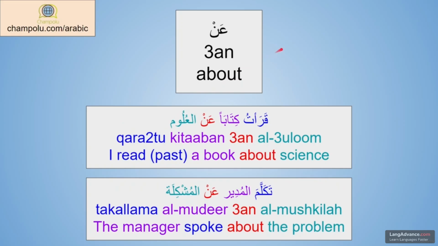And then for the preposition عن, which means about, we can find it in an example like this. So I read a book about science. So it's قرأت كتابا عن العلوم. And then we can say something like, the manager spoke about the problem. تكلم المدير عن المشكلة.